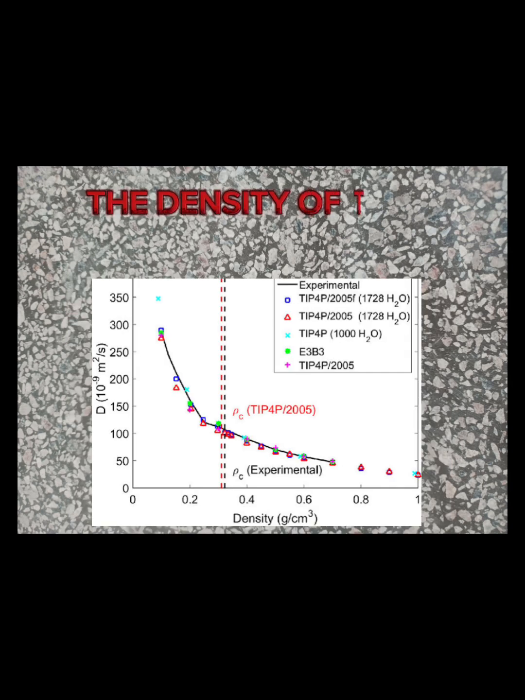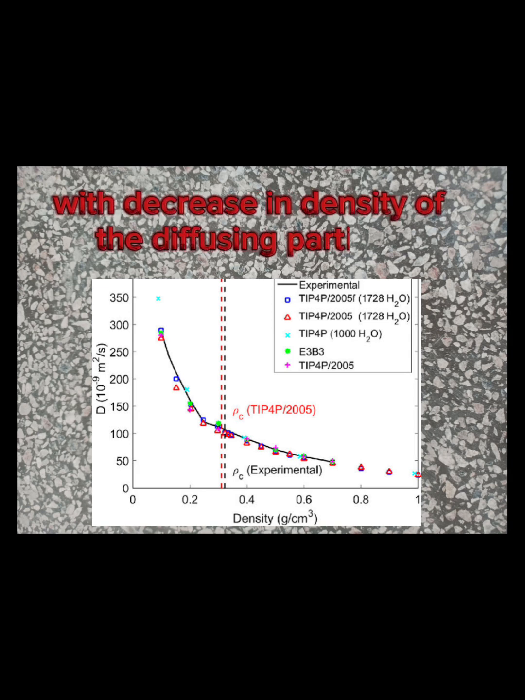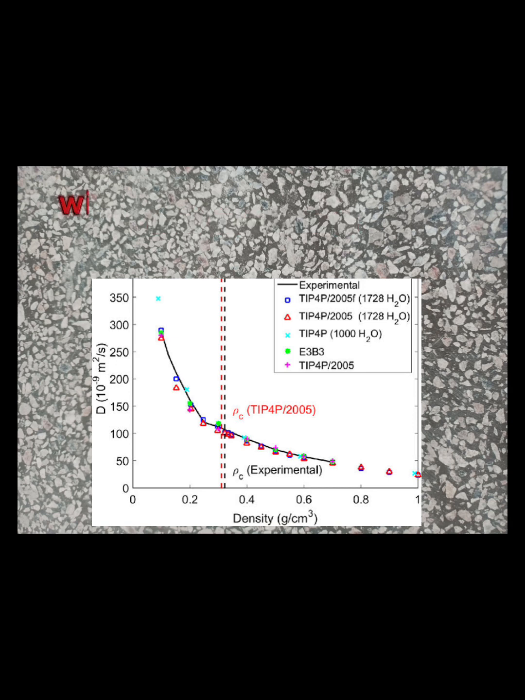Next is the density of the diffusing particles. The rate of diffusion increases with decrease in density of the diffusing particles and decreases with increase in density of the diffusing particles. Therefore, this implies that the rate of diffusion is inversely proportional to the density of the diffusing particles.